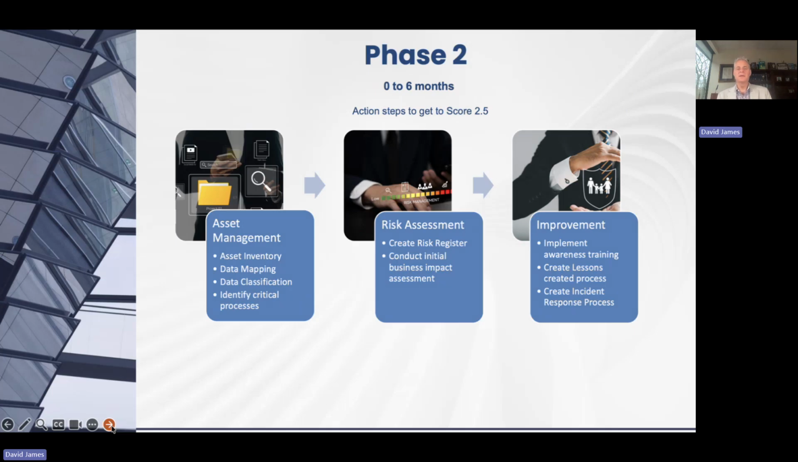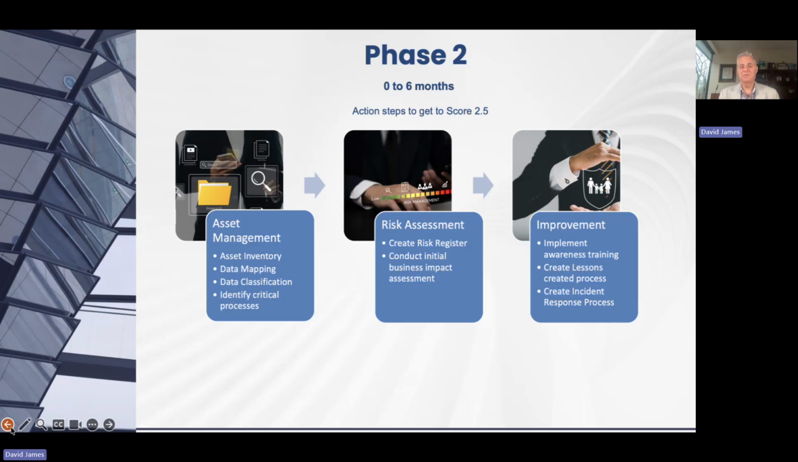So phase 2, this is from where we are right now for the next 6 months. Here's what we're going to be doing. Number 1, in the asset management bucket, we are going to be continuing inventorying the systems and computers that we have, and also classifying the data that we create and that we possess. Is it private? Is it confidential? Is it sensitive? Is it public? And then from there, identifying the critical processes that we have.